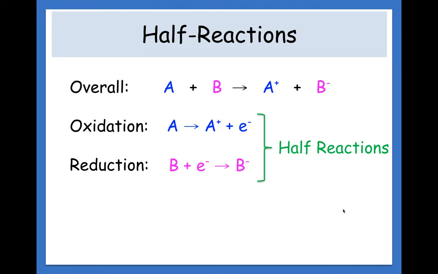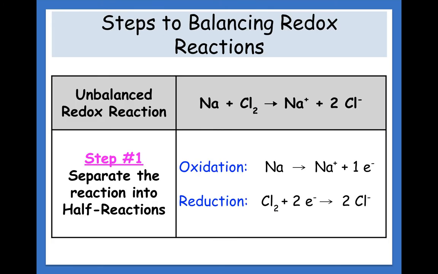Okay, we've split them up. Now, being able to do that is the key part here, and then you're able to balance them once you've split them into that. So step 1 is to separate them into their half reactions. So in our original example, we've taken Na plus Cl2, and Na plus and 2Cl minus.